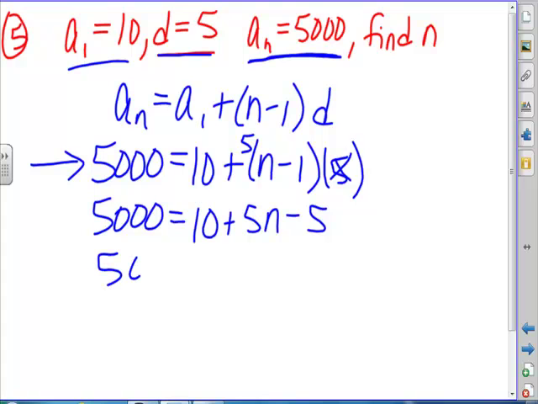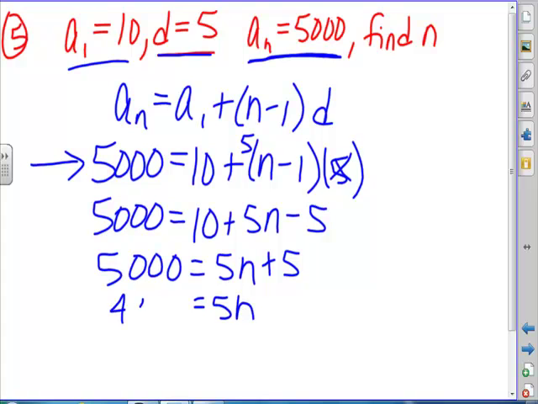So I get 5,000 is equal to 5n minus 5 plus 10, which is plus 5. So 5n then is equal to 4995, and then when I divide that out, I get 999th position.